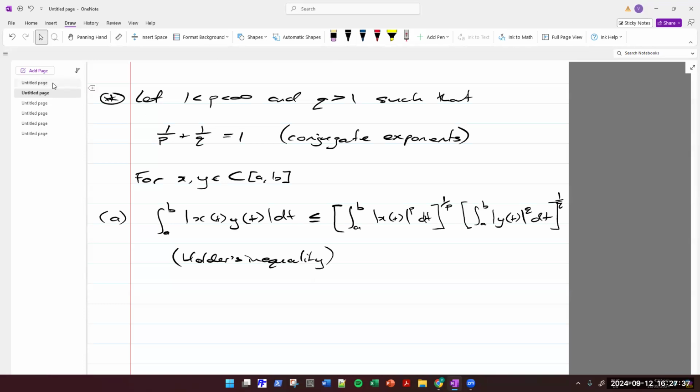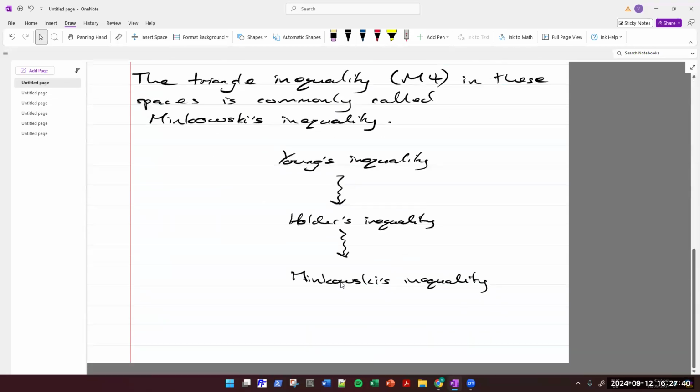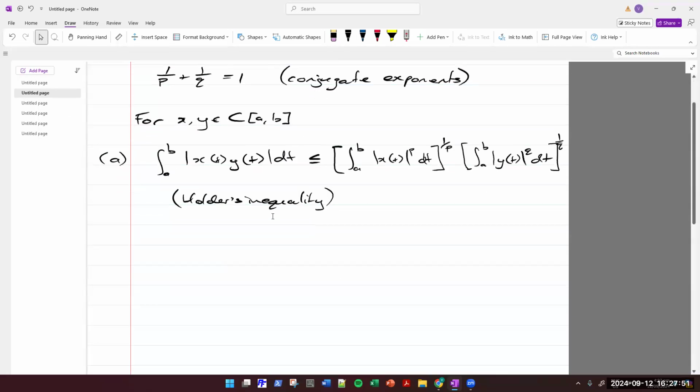Right, and if I go back to the previous page, our aim is to get to Minkowski's, right? And we're asked to prove Holder's. So you need to start with Young's. Proving Young's is actually, if you know the trick, straightforward, but it's like a trick in calculus. So for this proof, we're going to assume that we have Young's inequality. So I'm going to assume that I know this.